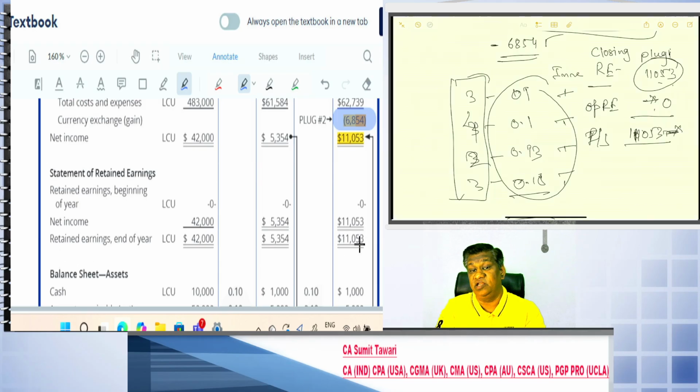Generally, we do it in a different way. I can get the 11053 amount while balancing the financial statement, the balance sheet. Then the opening balance I am aware of, or maybe I can get it in the question, and then I can compute the amount I am supposed to get from the income statement. Clear?